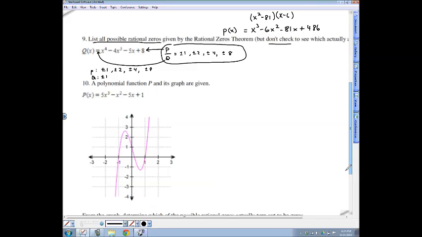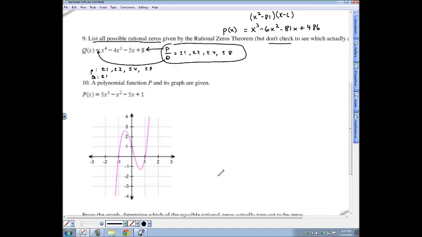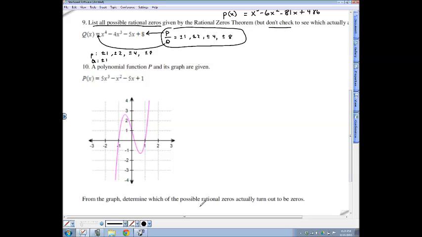Question 10, also from section 3.4, is asking you, from the graph, to determine which of the possible rational zeros actually turn out to be zeros. So first it's saying, what are the possible rational zeros? You've got to do the same thing that we did up here in question 9. So we need P, we need Q. P are the factors of the constant, which is plus or minus 1. And Q are the factors of the leading coefficient, which in this case are plus or minus 1, plus or minus 5.